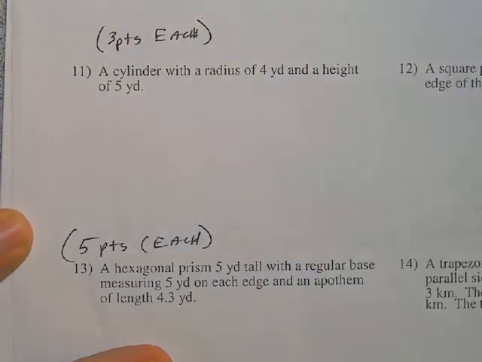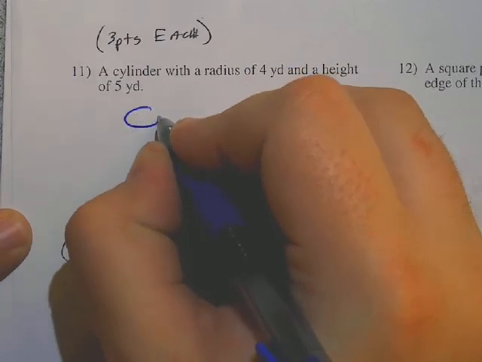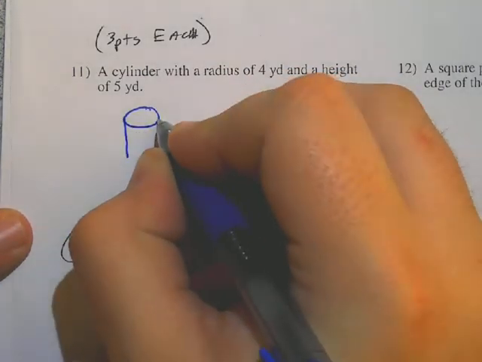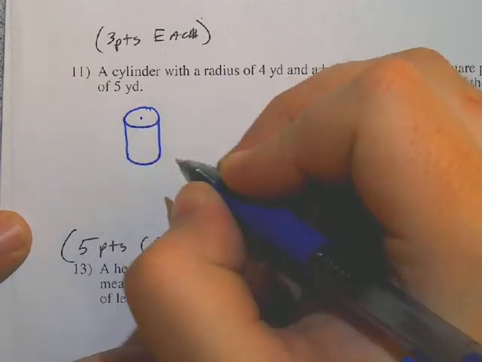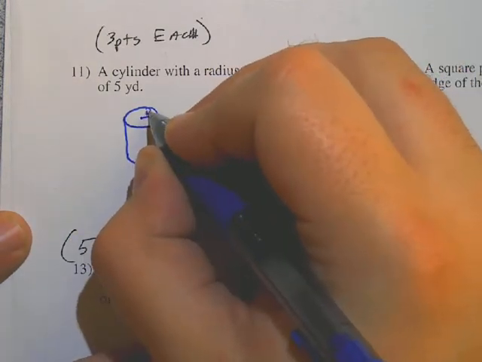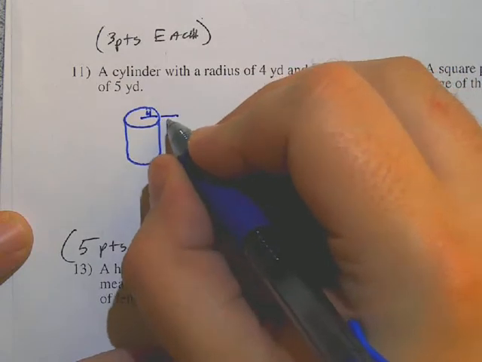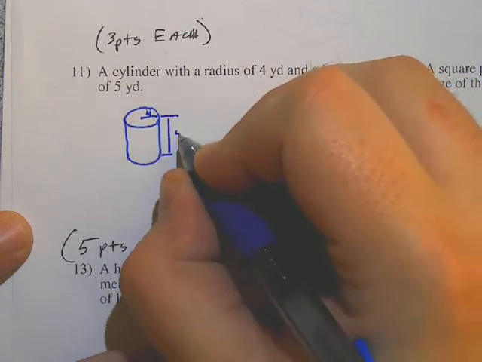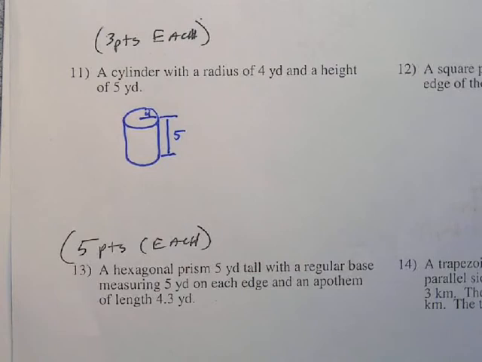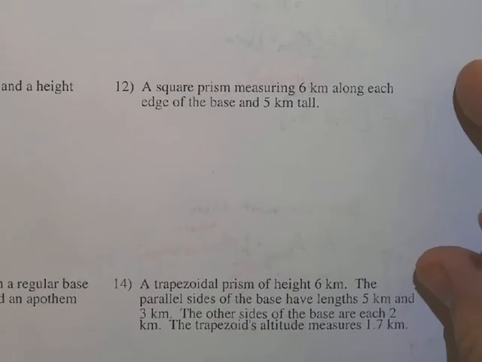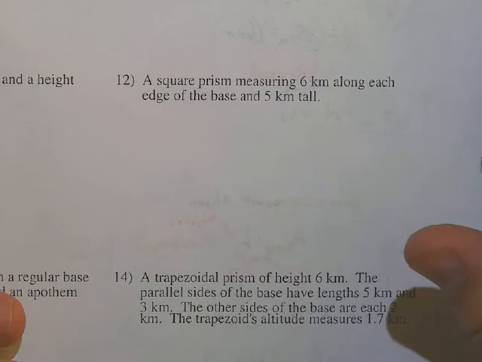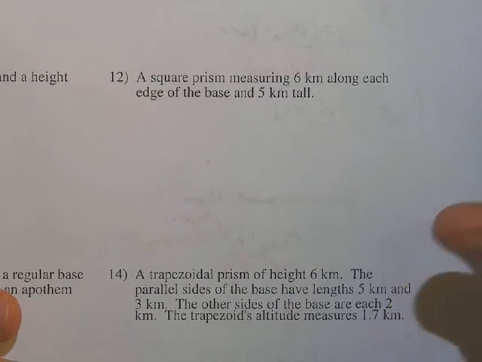So these are pretty simple. Number 11, a cylinder with a radius of 4 yards and a height of 5. I don't really think that we need to work on that one. You guys should be able to draw a cylinder with a radius of 4 and a height of 5 and be able to figure that one out because we've got a formula for those.